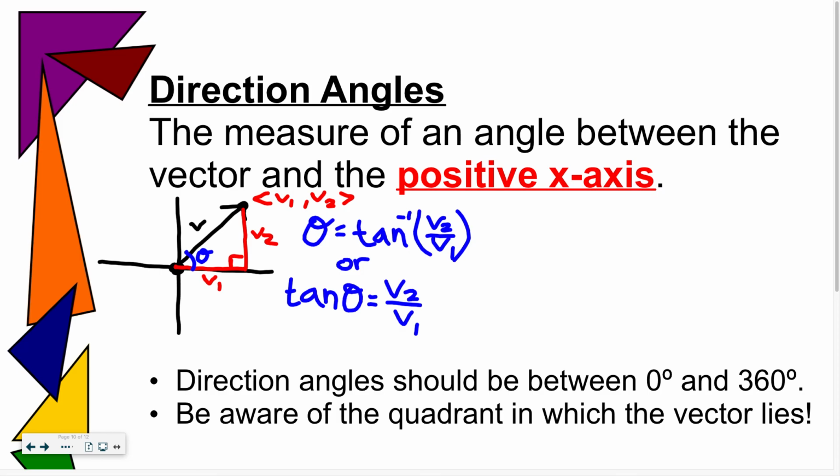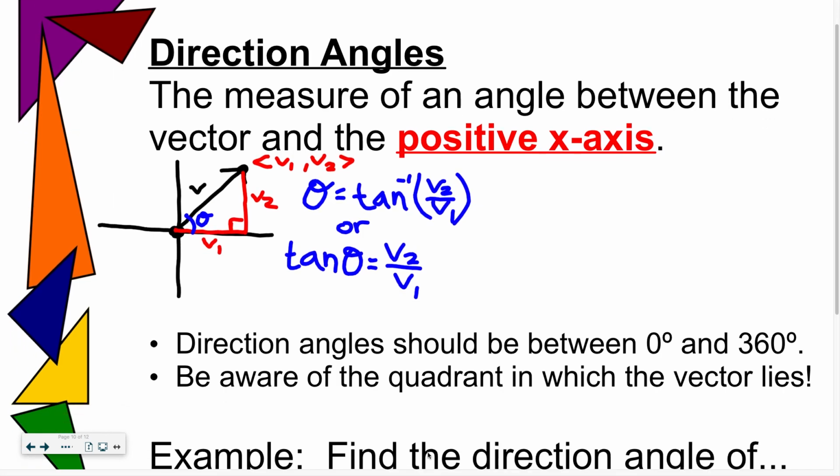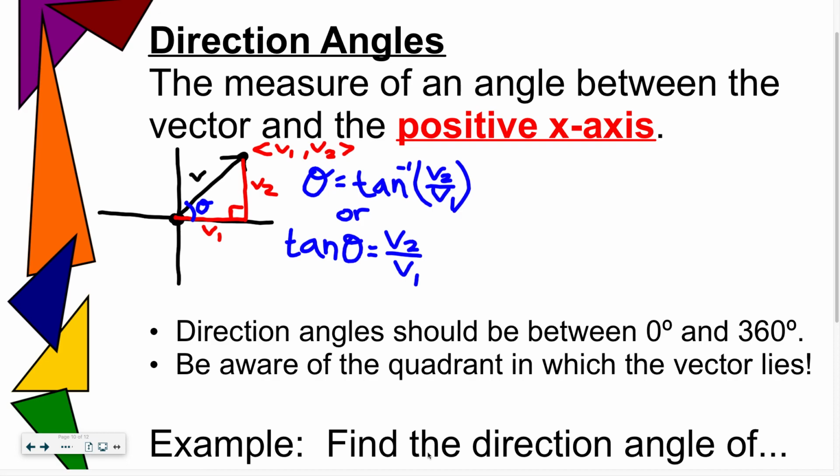Okay, but there are 2 bullet points here that are really important. Be aware, a direction angle should be a positive angle. It should be between 0 and 360, so 1 full revolution of a circle. I'll let you use degrees because that probably makes the most sense to us. But be aware of which quadrant your vector lies in.